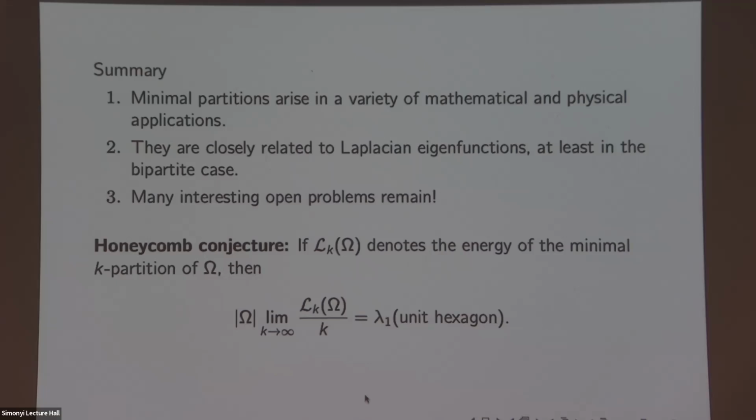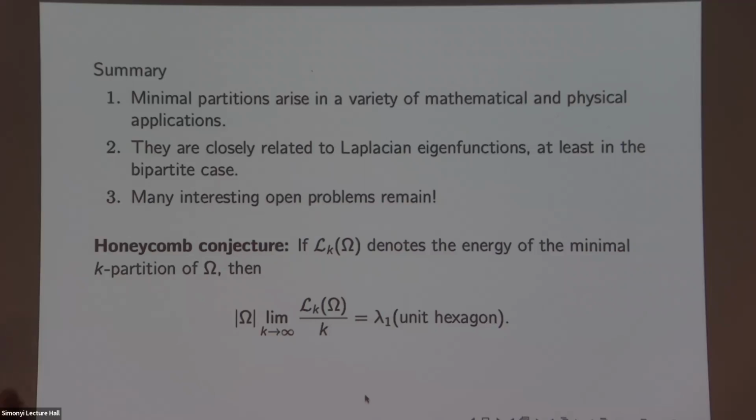And maybe one final open problem that I'll leave you with is something called the honeycomb conjecture, which basically describes the asymptotic behavior of minimal K partitions in the limit as K goes to infinity. So imagine you're doing a partition into more and more pieces, K getting bigger and bigger. Basically this conjecture says that the minimal partition for large K is going to look more and more like a partition just into equal sized hexagons. So this kind of honeycomb lattice.